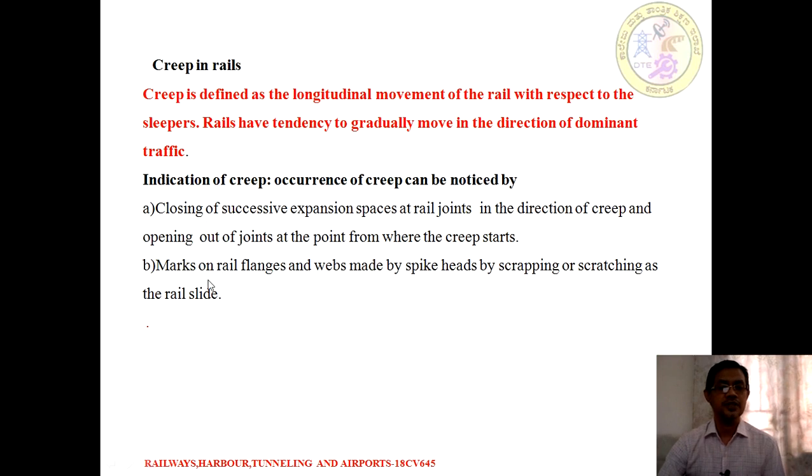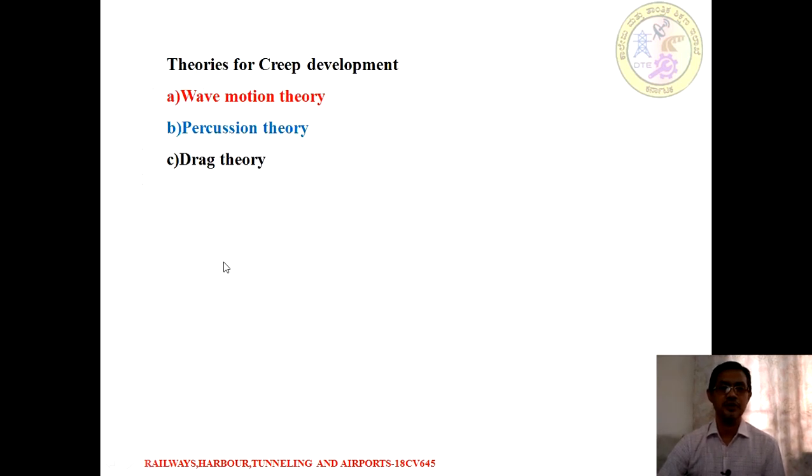The next identification is a mark over the rail flanges or the web which is made by the spike head, due to the scraping or scratching as the rail slides. So that is an indication.